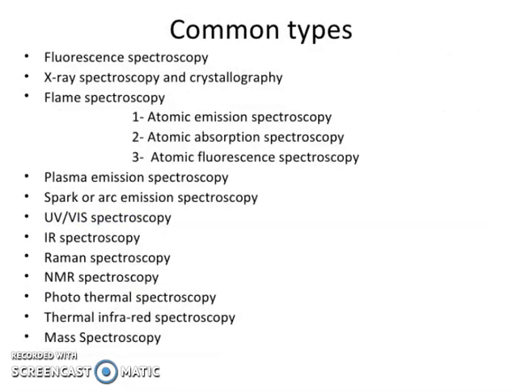Now friend, common types: fluorescence spectroscopy, X-ray spectroscopy and crystallography, flame spectroscopy, atomic emission spectroscopy, atomic absorption spectroscopy, atomic fluorescence spectroscopy, plasma emission spectroscopy, spark or arc emission spectroscopy, UV-visible spectroscopy, IR spectroscopy, Raman spectroscopy, NMR spectroscopy, photothermal spectroscopy, thermal infrared spectroscopy, and mass spectroscopy. It is also called mass spectrometry.